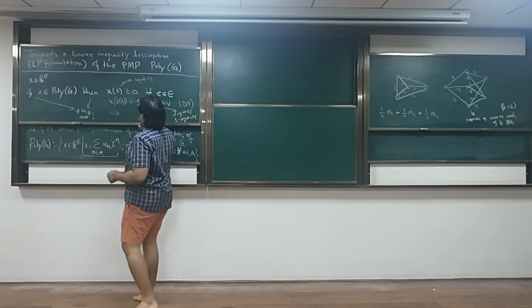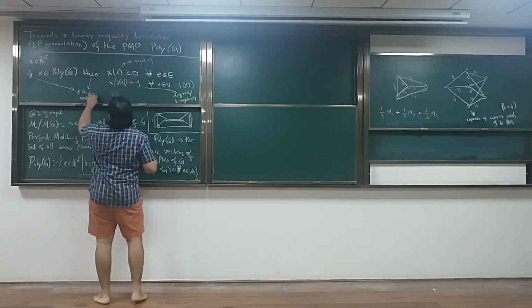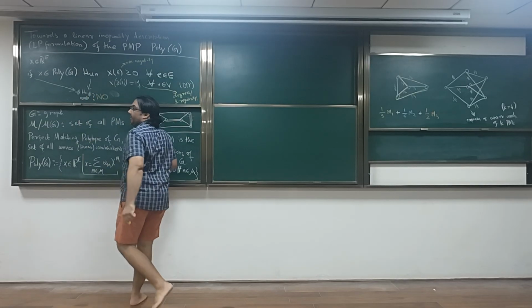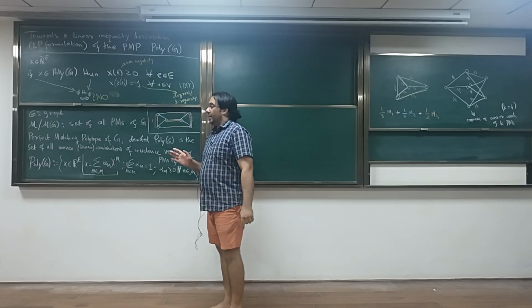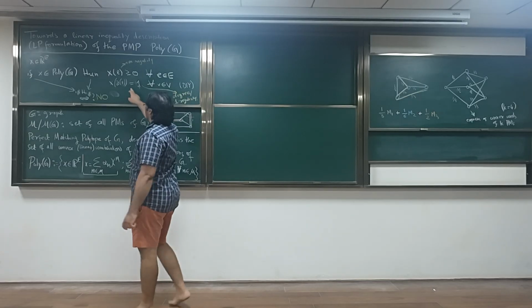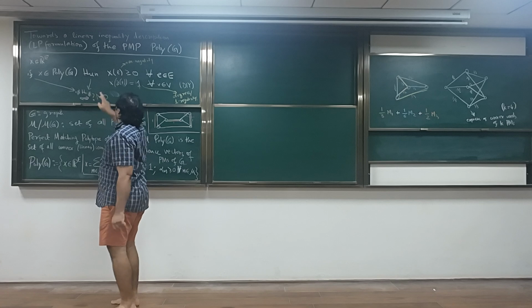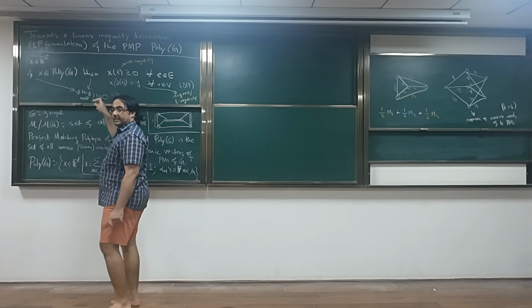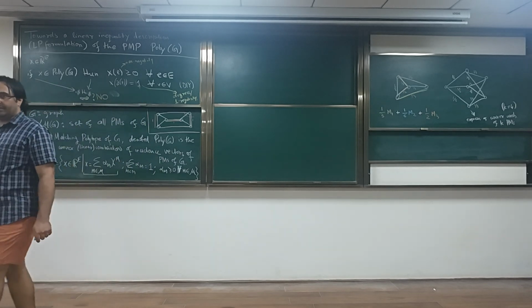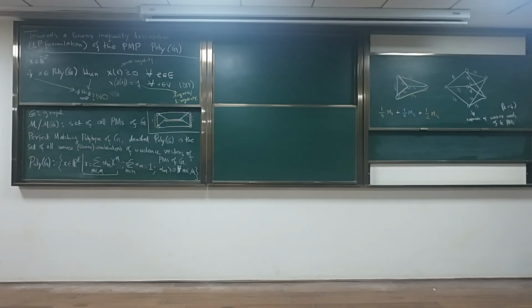So can you come up with a, so I'll tell you the answer is no actually. In general, the answer is no. Therefore, see if you can come up with a graph and a vector that is a non-negative one regular vector, but it does not belong to the perfect matching polytope.